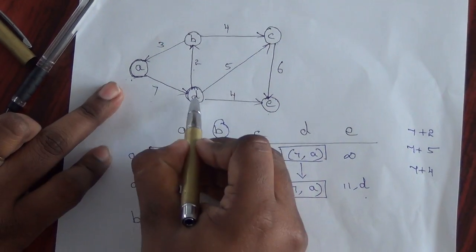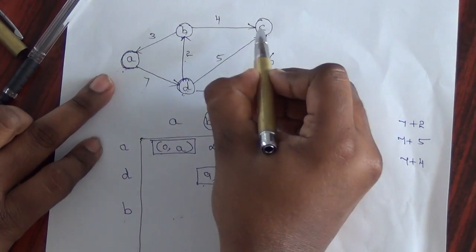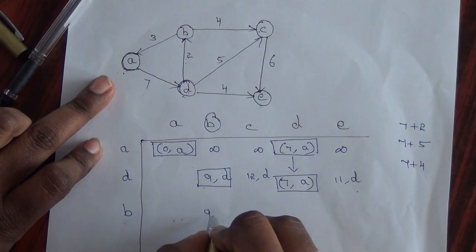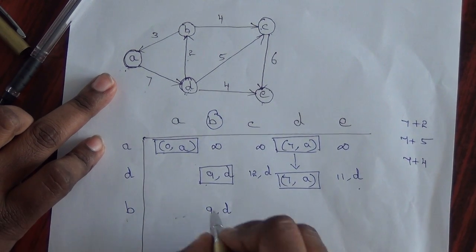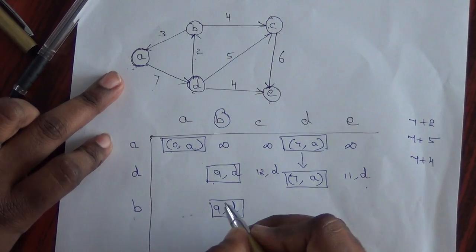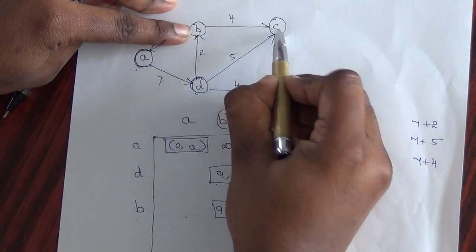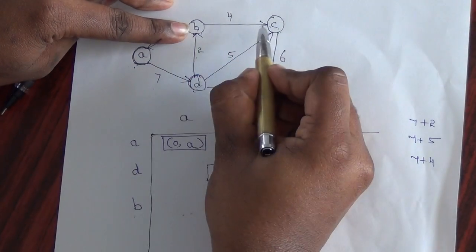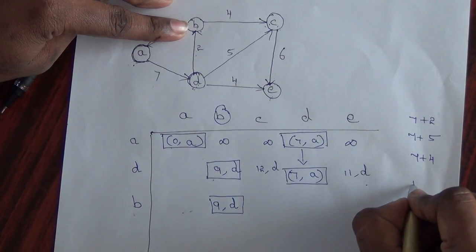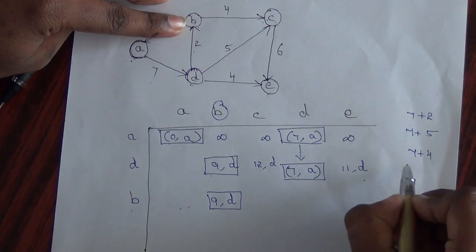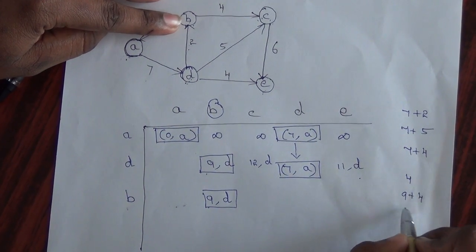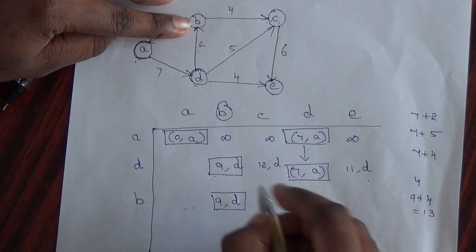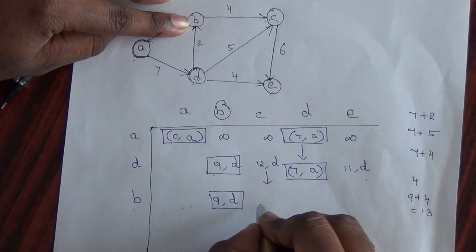We are finished with A and D. So the remaining nodes are B, C and E. So we are going to fix 9 comma D as a constant here in this element. And from B, we are going to calculate the value to C as well as E. From B to C, the value is 4. Your previous element is 9. So 9 plus 4, it is 13. But we already have 12, which is smaller than 13. So we are going to consider 12 here itself.